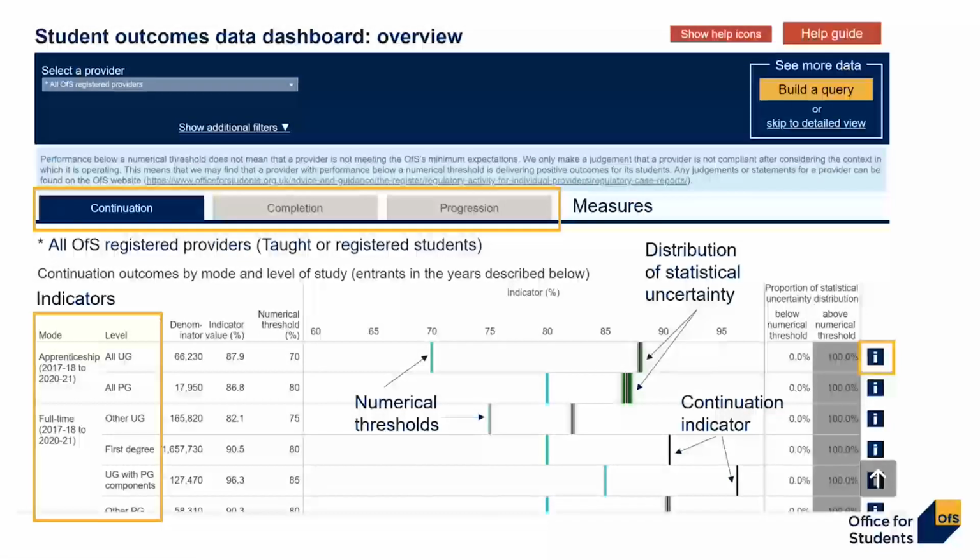The continuation indicator is the rate at which we have observed students achieving a positive outcome relating to the measure in question. The green shaded bars surrounding the continuation indicator represent the distribution of statistical uncertainty around the indicator value. You can also click on the eye next to the proportion of statistical uncertainty distribution column, and you can get these definitions and also specific information concerning the data shown.